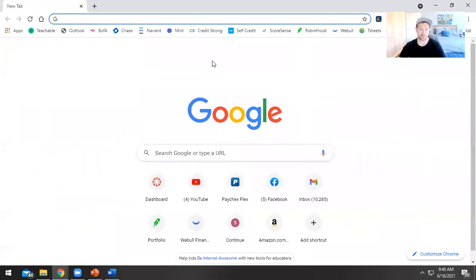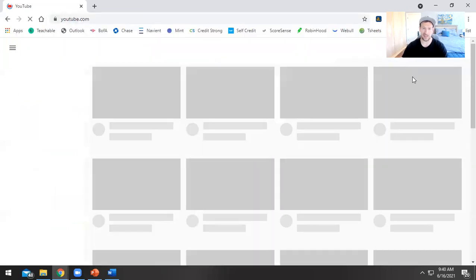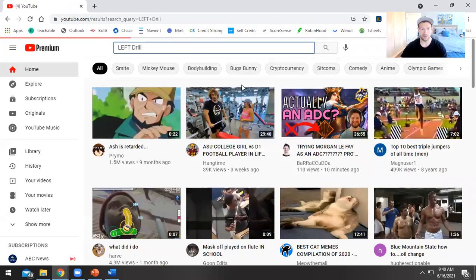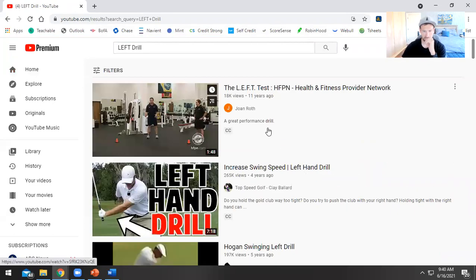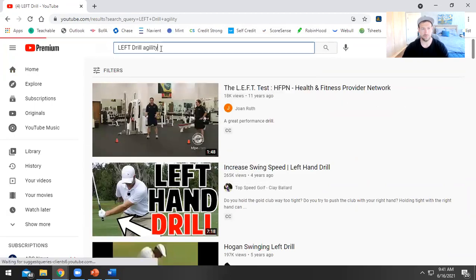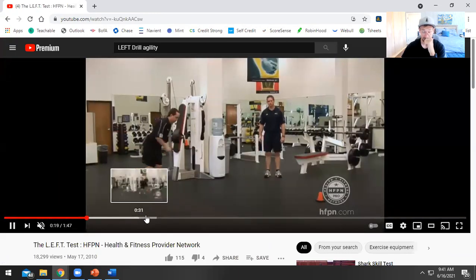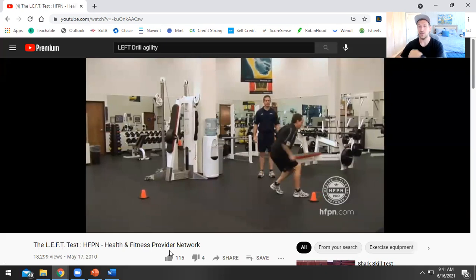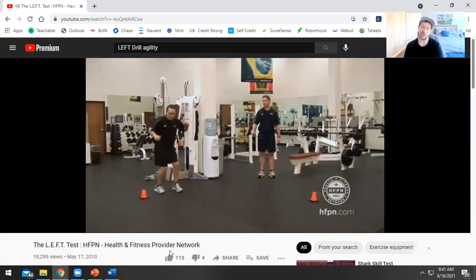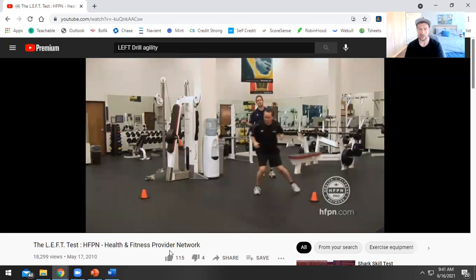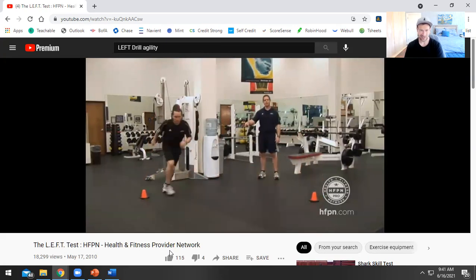So if we look at a L drill, I guess we'll do this one. I've seen this video before. I hate this video. It's so slow. So you do a sprint, and then you do a back pedal. Then you turn into a side shuffle. This is called the L drill. You do a side shuffle. Also, this guy's caving his knees in.